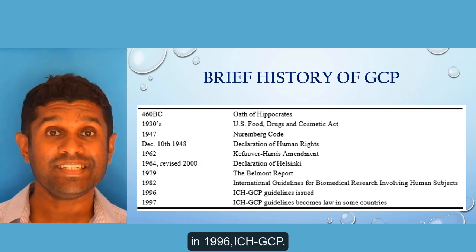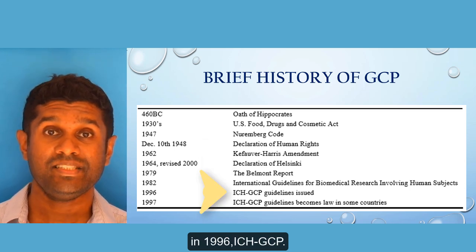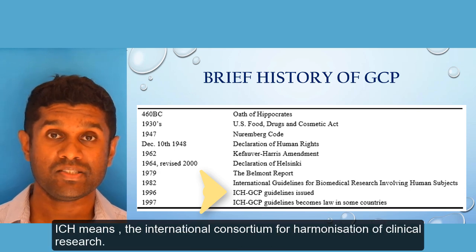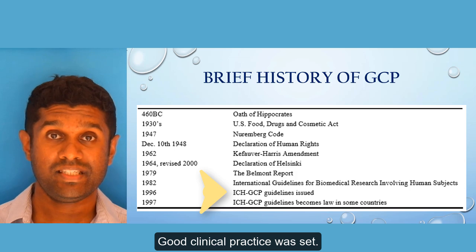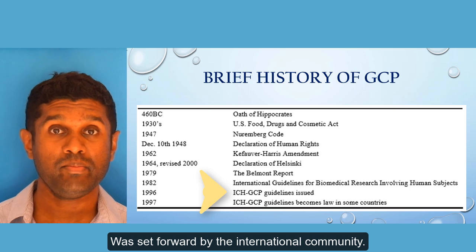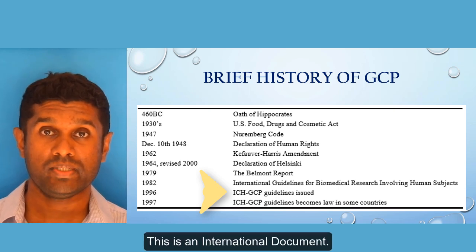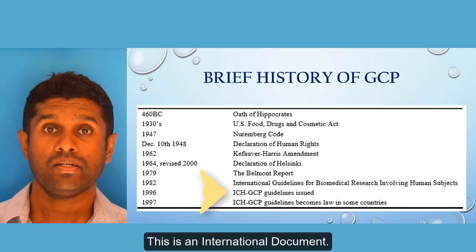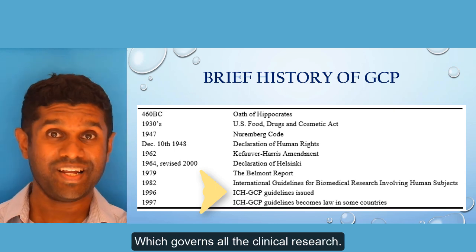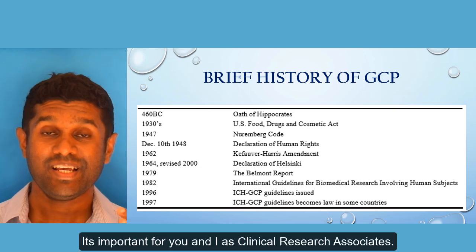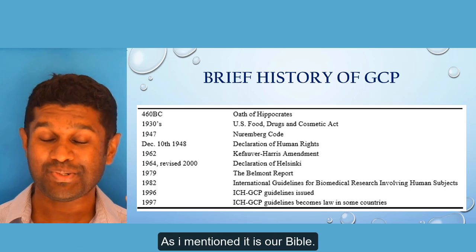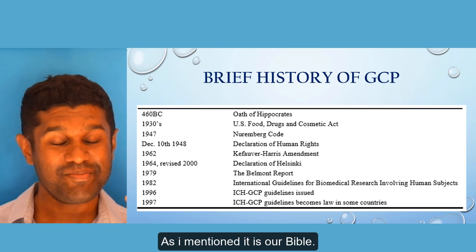And finally, in 1996, ICH GCP. ICH means International Consortium for Harmonization of Clinical Research, and GCP, Good Clinical Practice, was set forward by the international community. This is the international document which governs all the clinical research in the world. And it's very important for you and I as clinical research associates. As I mentioned, it is our Bible. It is our bread and butter. So really study it, keep it close to you.